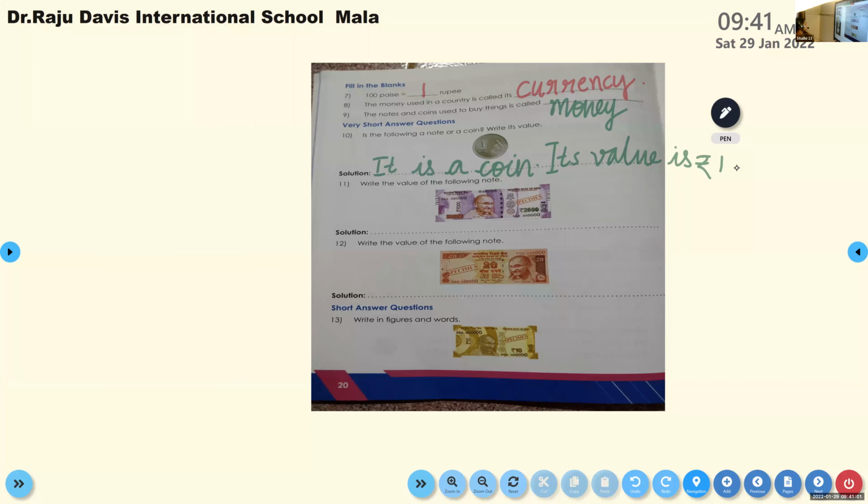Question number 11. Write the value of the following note. What is the value of the note? You can see it. What's the value? 2000 rupees. Yes, 2000 rupees. So, rupees symbol 2000. How many zeros are there? 3 zeros. If it is only 1, it's 20. If it is 2, 200. If it is 3, 2000. Thank you, ma'am. Welcome, my dear.